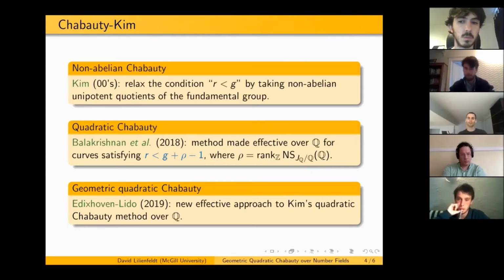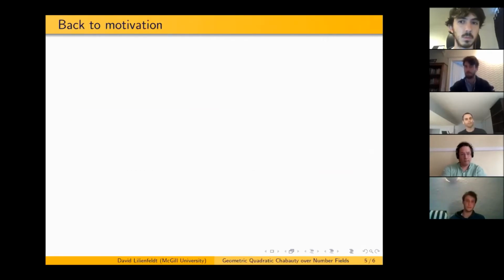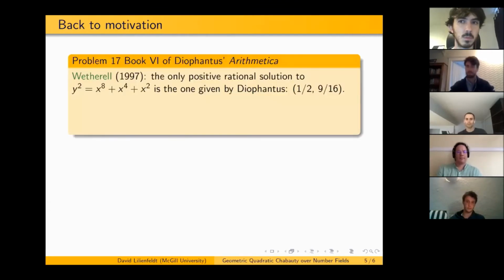Okay, so now that we've seen the state of the art of the effective methods that exist today, let me go back to the motivation from the beginning and tell you what the answers are. So for this problem of Diophantus, the answer came in the form of Wetherell's thesis from '97. It turns out that the only positive rational solution to this polynomial equation is the one given by Diophantus himself, which is x equals 1/2, y equals 9/16.